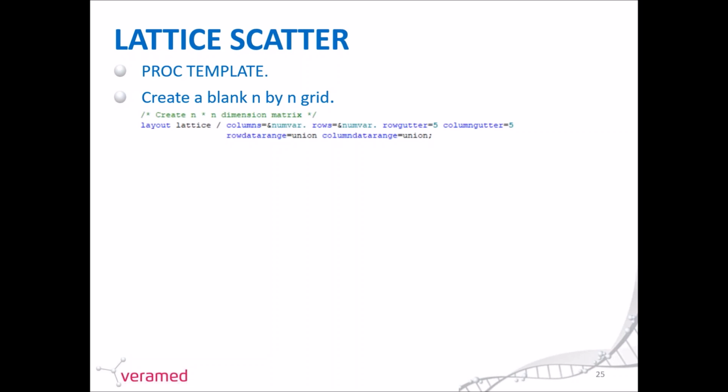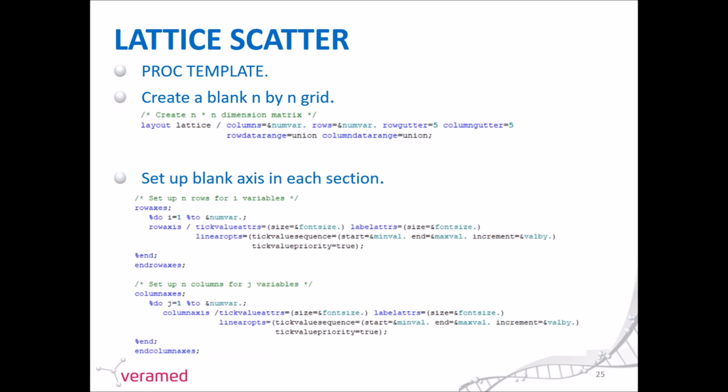So this layout lattice sets up a grid of squares. So in this example, I've got 5 variables, so I'm going to want 4 columns and 4 rows. So that's what this sets up. Next step is to set up the axis within each section. So to do this, we're using the row axis, column axis option, and producing 1 to 4 rows across and columns. Set up a blank axis that we can then draw our scatter plot into.